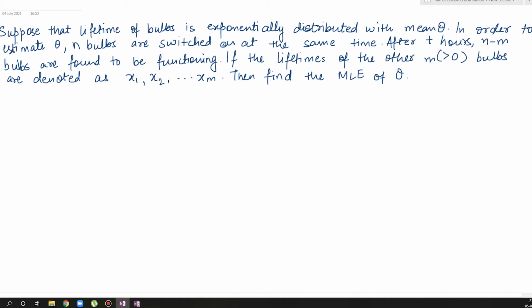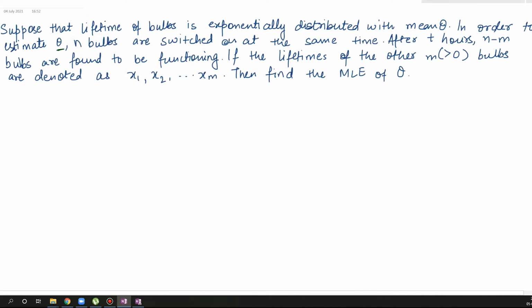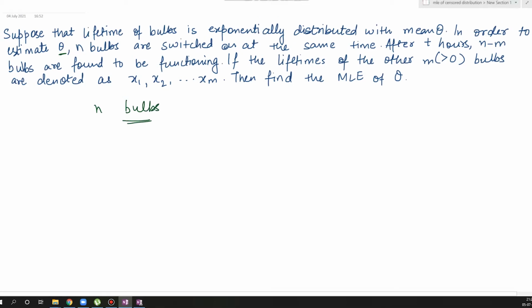Suppose that the lifetime of bulbs is exponentially distributed with mean theta. In order to estimate theta, which is an unknown parameter, n bulbs are switched on at the same time. After t hours, n minus m bulbs are found to be functional. Now, to understand this fully, let's say you are in a particular room with a total of n bulbs. Now, you switch them on at the same time, and let's say you are supposed to stay in this particular room for a total of t hours.